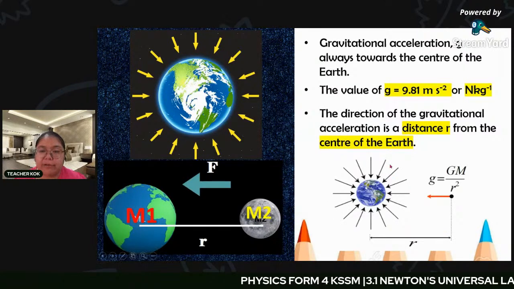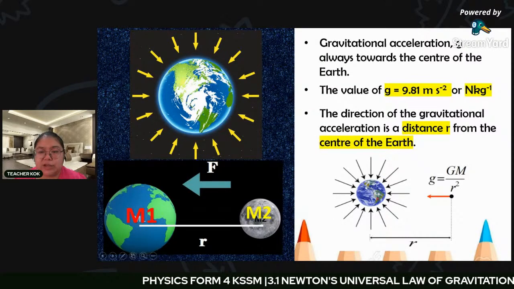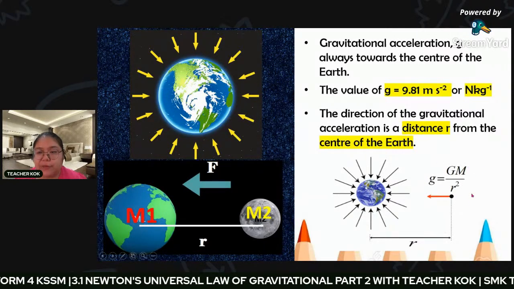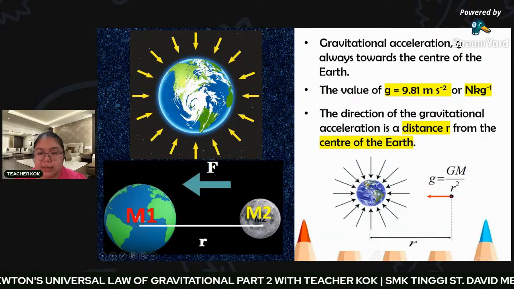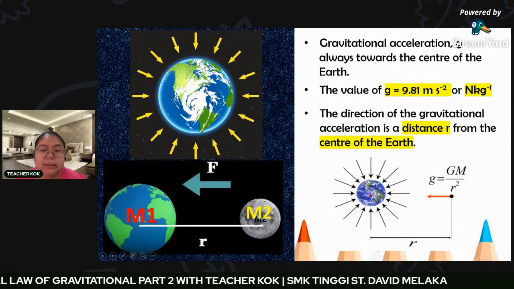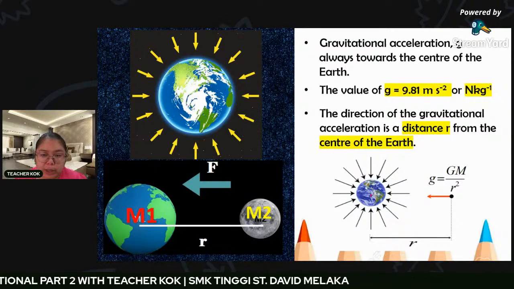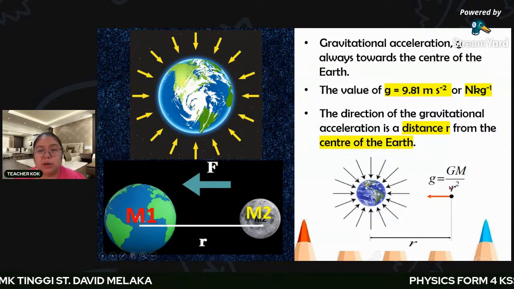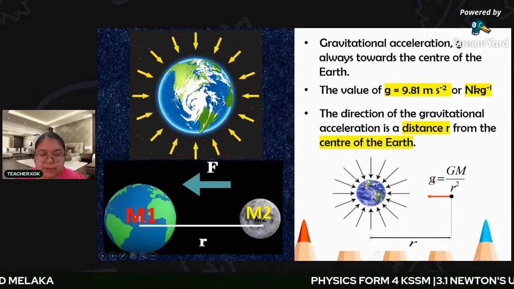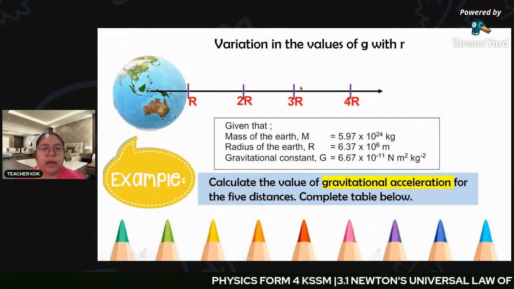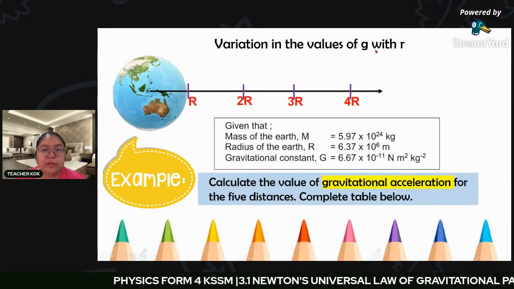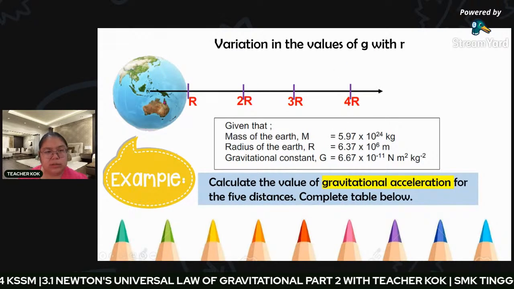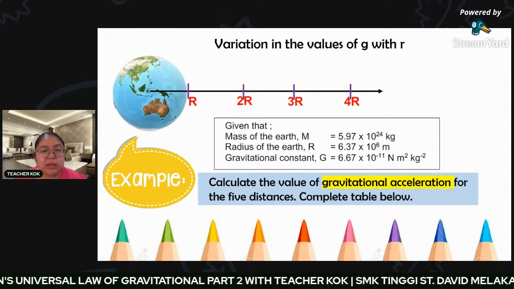So this one is a diagram. The gravitational acceleration pulls the object toward the center of the earth. This is the distance, and this is the formula, a new formula for today's topic: gravitational acceleration. Now we're going to see the variation of the value of G with R. That means we want to test: when the distance is further, does the gravitational acceleration become less?